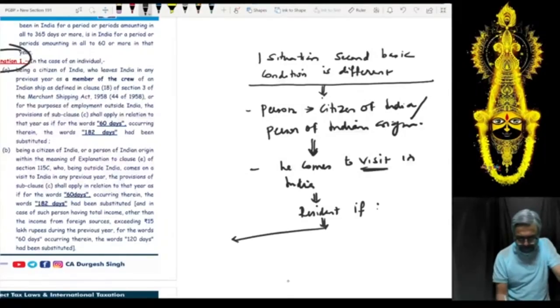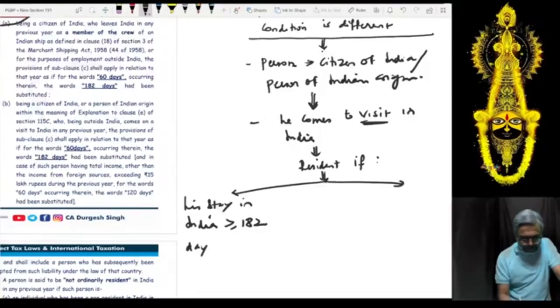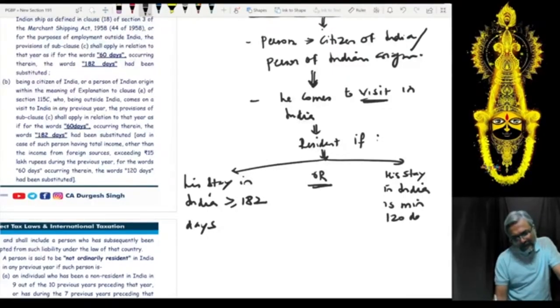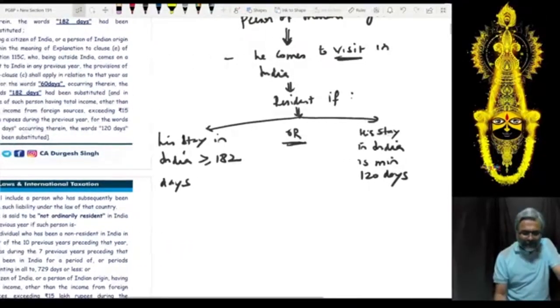If his stay in India is how much, friends? Is minimum 182 days, or his stay in India is minimum 120 days. Minimum means greater than or equal to.